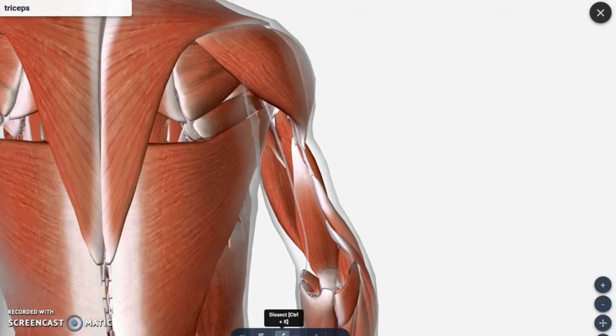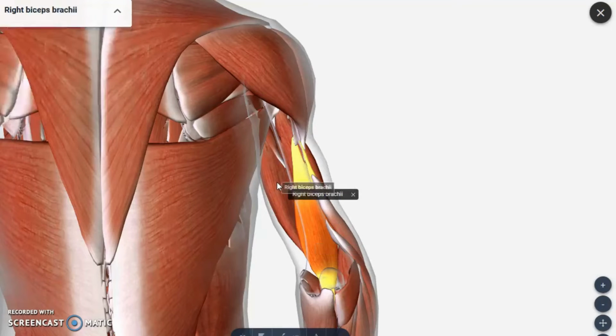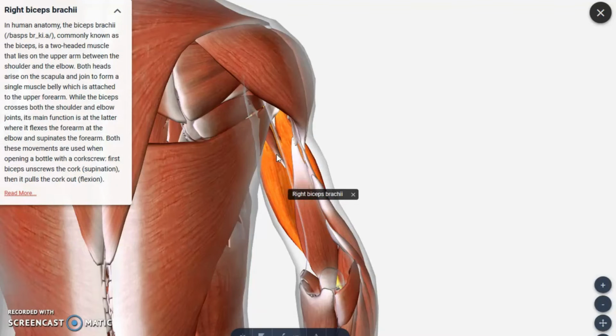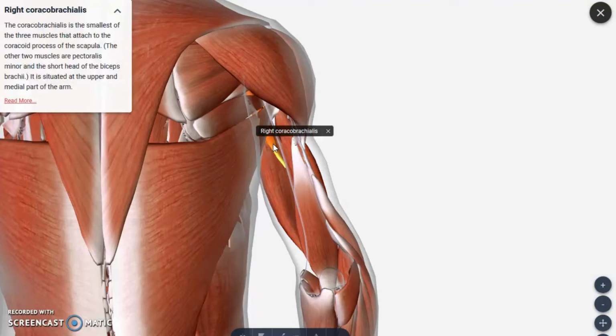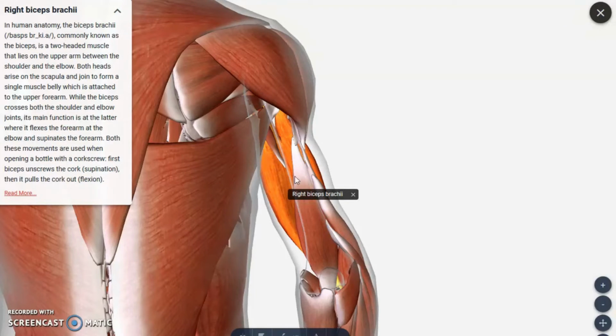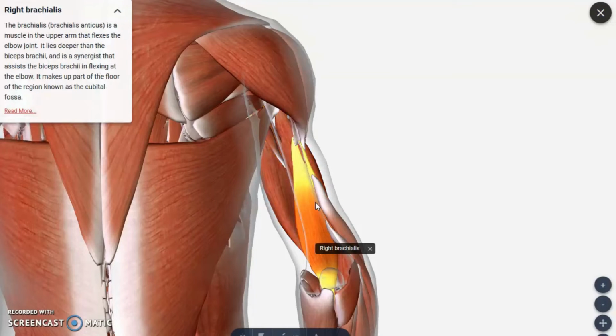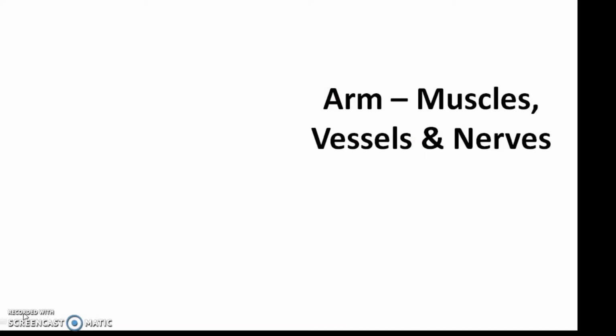After removing triceps, what you are seeing is the anterior compartment muscles, that is the brachialis muscle, and here what you are seeing is biceps brachii, and above that you will be having a small muscle that we call coracobrachialis. So coracobrachialis and then biceps brachii, along with brachialis in the lower part. These are the four muscles which we are going to see in detail in this session, that is, in the arm compartment. Now we can move on to the detailed description of the arm region with the muscles, vessels and nerves present in it.